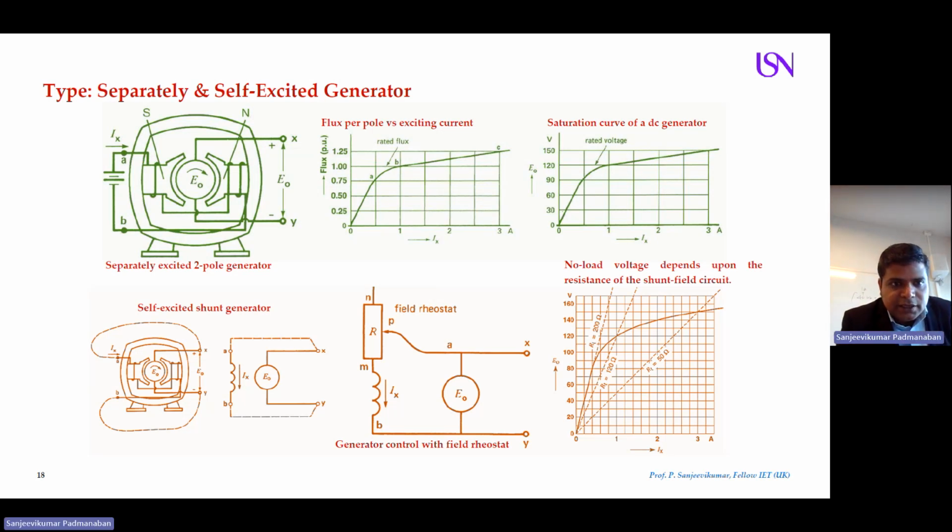Then the self-excited generator. So self-excited, you can have a look. The same construction is the same machine. I will have two windings. I just replace this part. I will connect here. That's it.